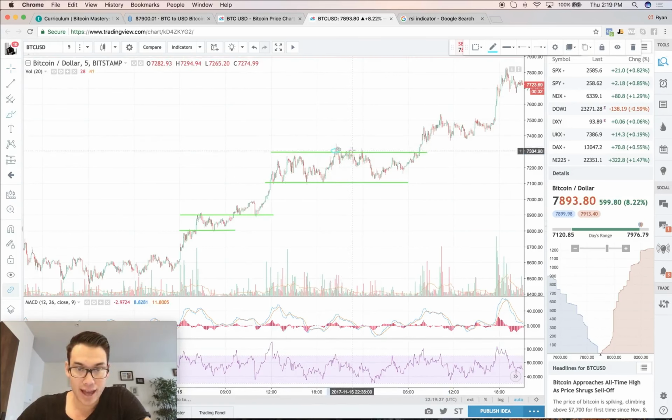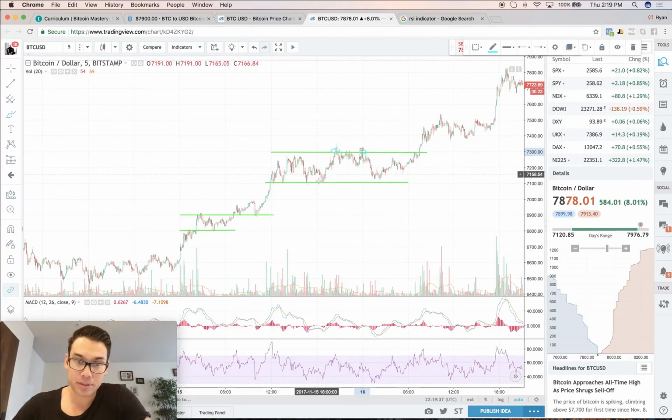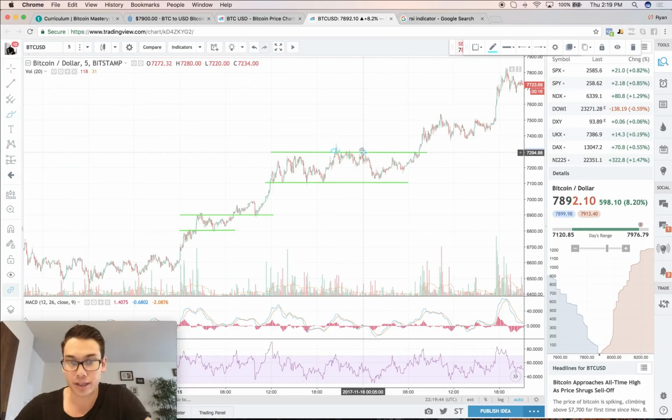Okay, and as you can see, when it bounced off this last time, what we call this area right here, those two areas are a double top. Okay, that's what's called a double top. It's called a double top because we hit that resistance level of 7,300 twice and could not break through. Therefore, the price fell extremely lower back down to support. Okay.